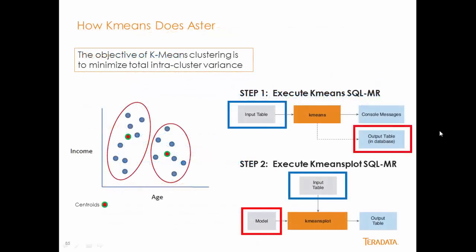Before we get started, to implement KMeans fully in Aster, we have a two-step process. Step one is to execute the KMeans SQL-MR function. You have an input table of data points, dimensions, and observations. We run that data set into KMeans with its predicates, and we get an output table.